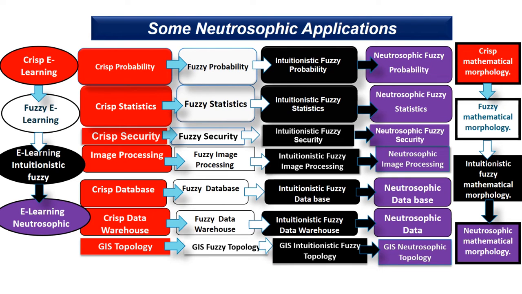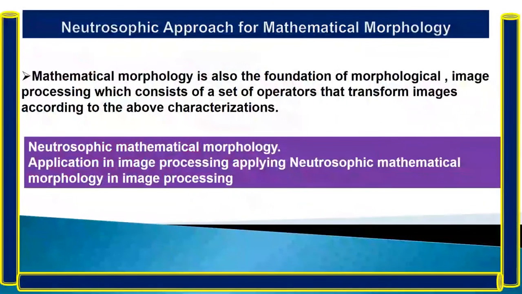Neutrosophic crisp morphology, mathematical morphology, Neutrosophic mathematical morphology, stochastic fuzzy mathematical morphology, and fuzzy mathematical morphology. Neutrosophic mathematical morphology contains all of stochastic fuzzy mathematical morphology and crisp mathematical morphology. The following application: Neutrosophic approach for mathematical morphology.